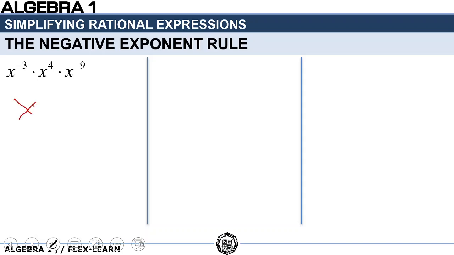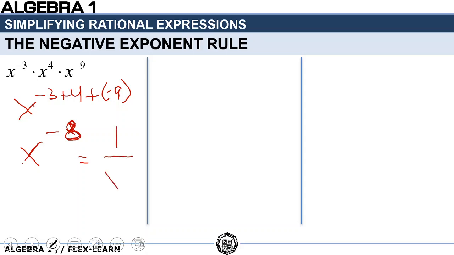So if we put this all together, it's x to the negative third plus 4 plus the negative 9. All right, so when you add those together, negative 3 plus 4 is 1. 1 plus negative 9 is negative 8. So I have x to the negative 8th power. Since that's a negative exponent at the top, we're going to move it to the bottom and it becomes 1 over x to the positive 8th power.